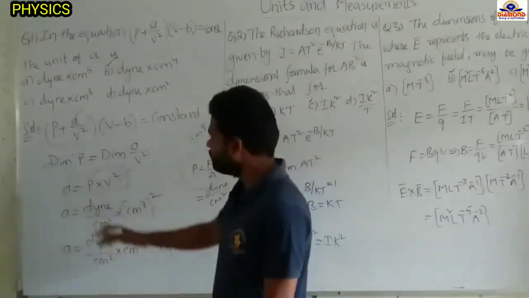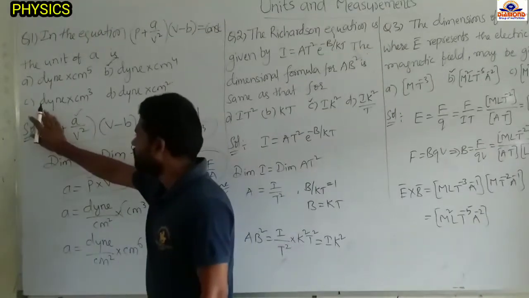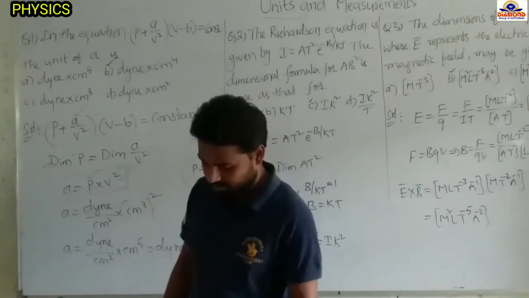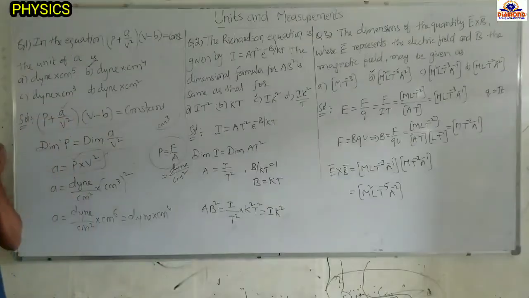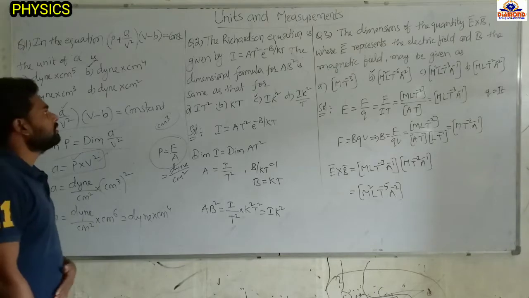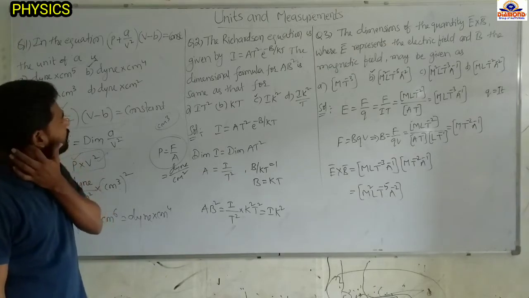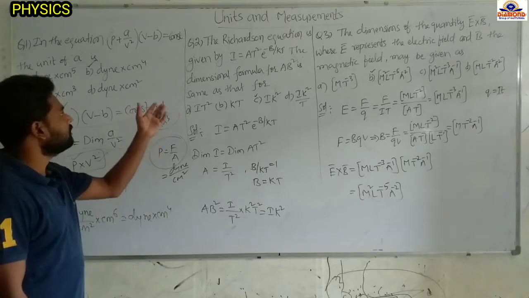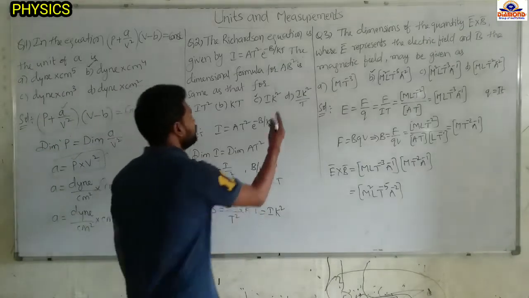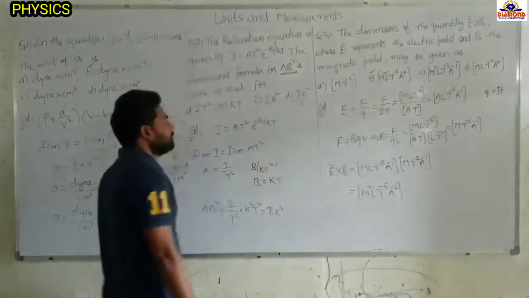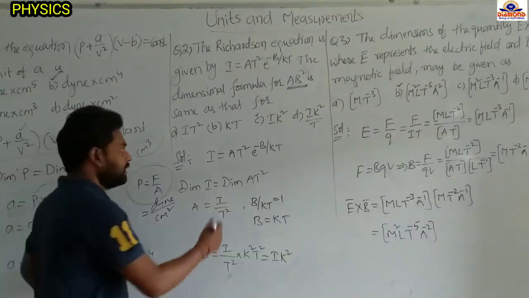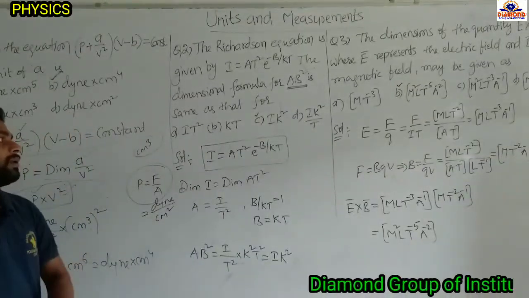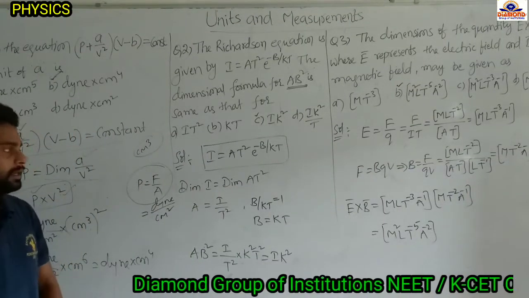Okay? So if the sum is there, whatever this part has as dimension, this part also has the same dimensions. Okay. Next, come to see the next question. The Richardson equation is given by I = A T² e^(−B/kT). The dimensional formula for AB² is what they are asking. So first I am writing the equation they gave: I = A T² e^(−B/kT).